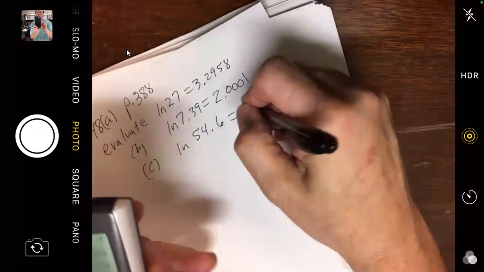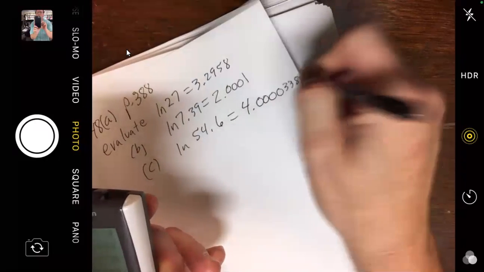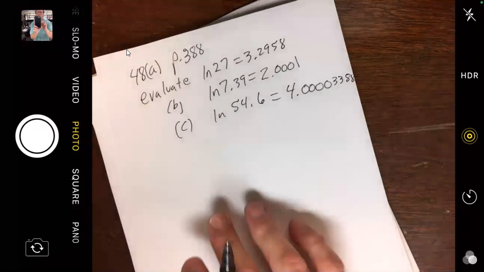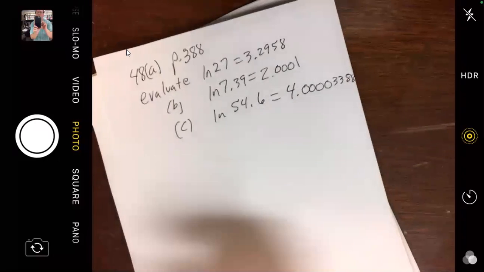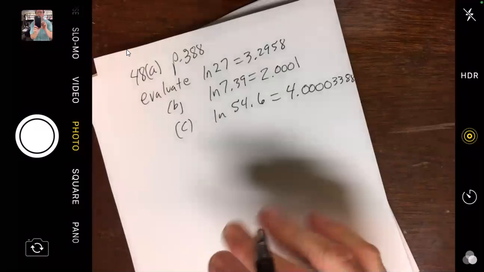That's almost 4. 4.00003388. You could write 4, it'd be fine. Isn't a whole lot to that. I think we showed you, why don't we do a domain, range, and asymptote. We'll finish this section with problem 61.